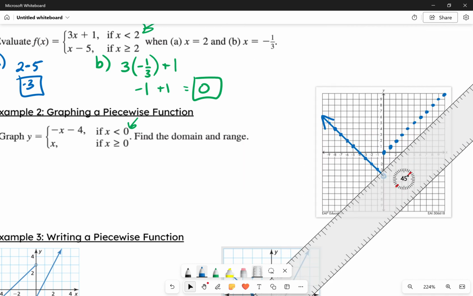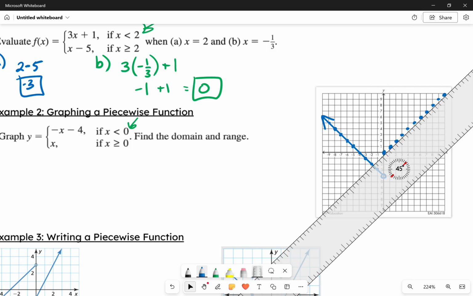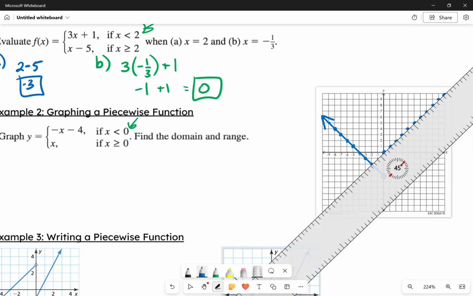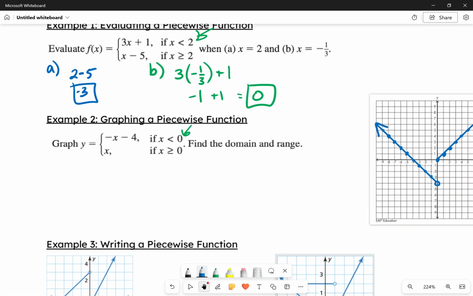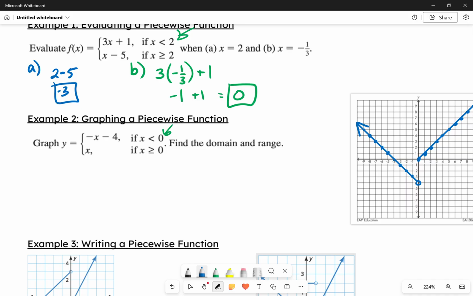Okay, and this one actually, if you've got a positive slope and a negative slope like this, sometimes they'll look like an absolute value function that's been broken up. Okay, so now it says find... That's how you graph it. Okay, now it says find the domain and range.